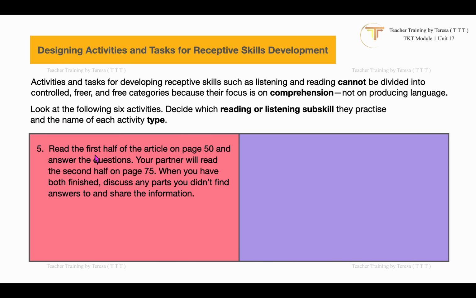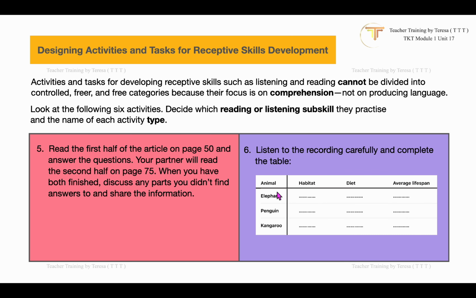5. Read the first half of the article on page 50 and answer the questions. Your partner will read the second half on page 75. When you have both finished, discuss any parts you didn't find answers to, and share the information. 6. Listen to the recording carefully and complete the table. Animal, elephant, penguin, kangaroo, habitat, diet, average lifespan.